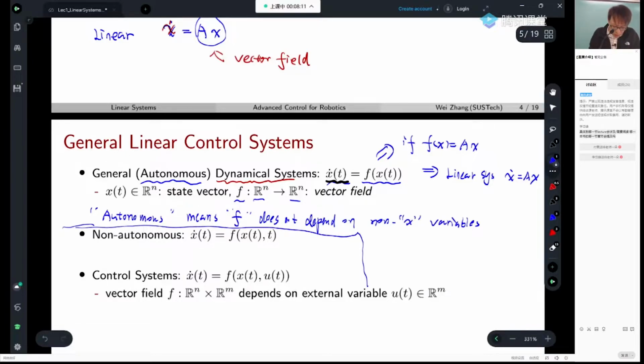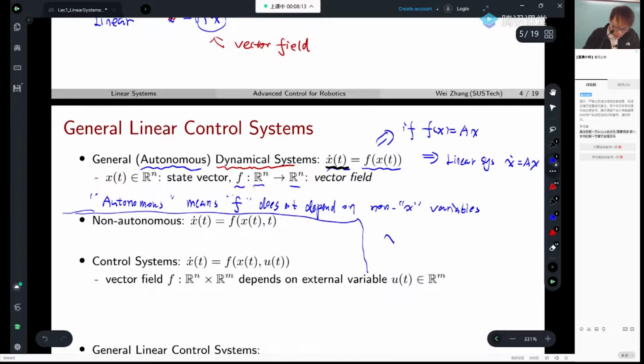Let me ask you this question. Let's say x dot equal to Ax, that's my linear system. This is an autonomous system in the sense that my vector field depends only on x. Okay. What about Ax plus b? Do you think that's autonomous or not?